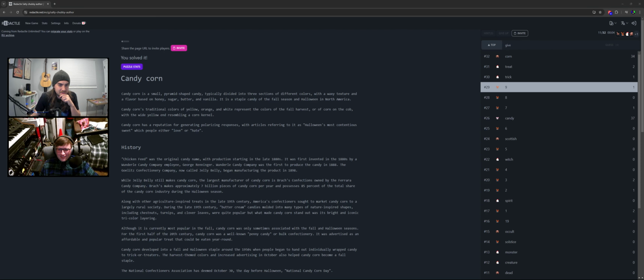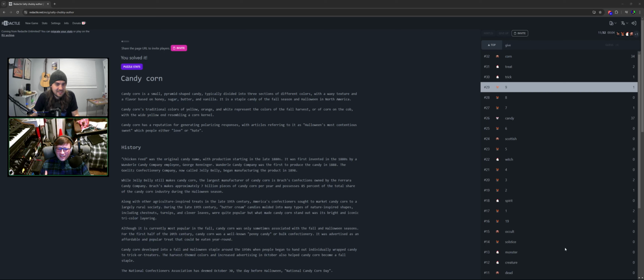All right. So the third paragraph of this article is: candy corn has a reputation for generating polarizing responses, with articles referring to it as Halloween's most contentious sweet, which people either love or hate. And our chat right now says disgusting and woo candy corn. So something so divisive that it could split Meg and Susie Moo is pretty divisive. The duality of man. Am I right? There's two genders, likes candy corn and doesn't like candy corn.